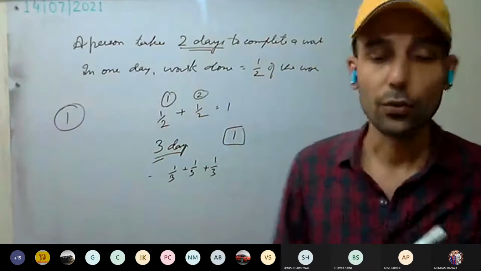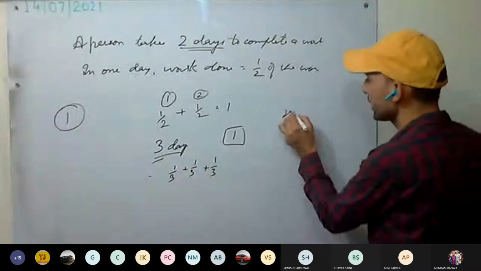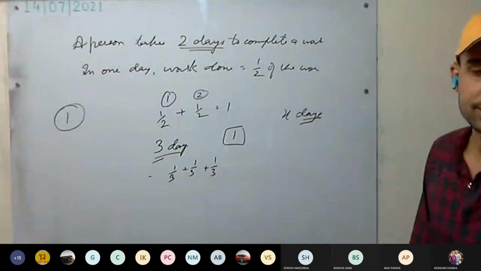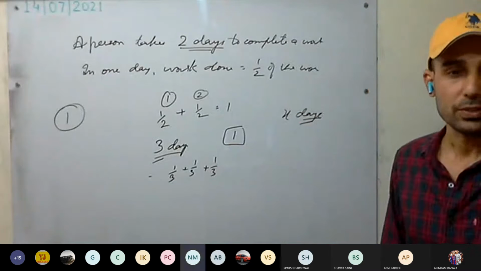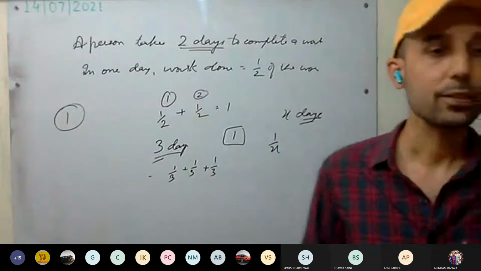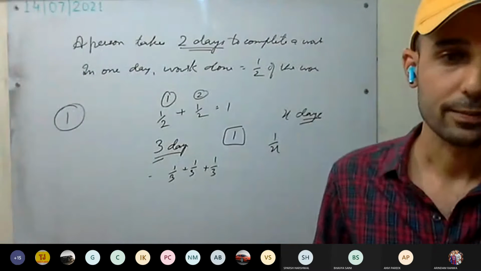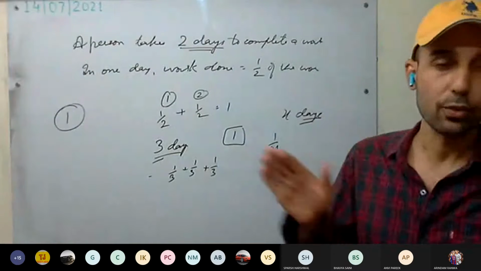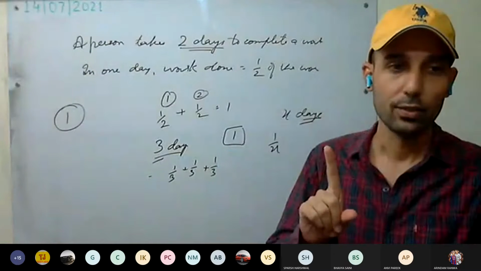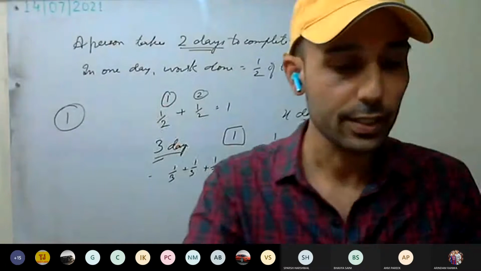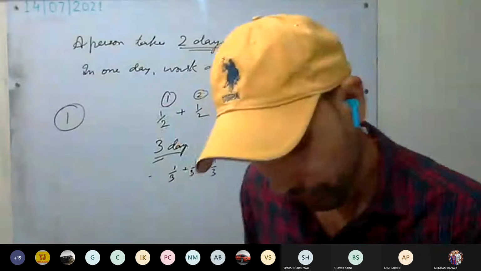Okay, this is clear. So for example, a person takes X days to complete the work. Each day, how much of the work is being completed? 1 by X. 1 by X of the work is completed. So it will take X days to complete the work. So here two assumptions are there. Whole work we take as 1, and each day the amount of work done is same. Okay, now read the question.